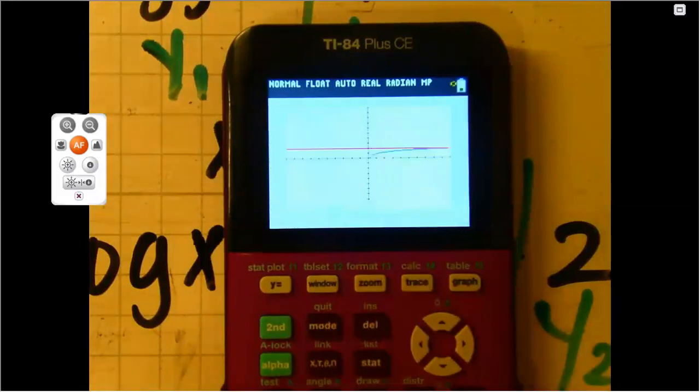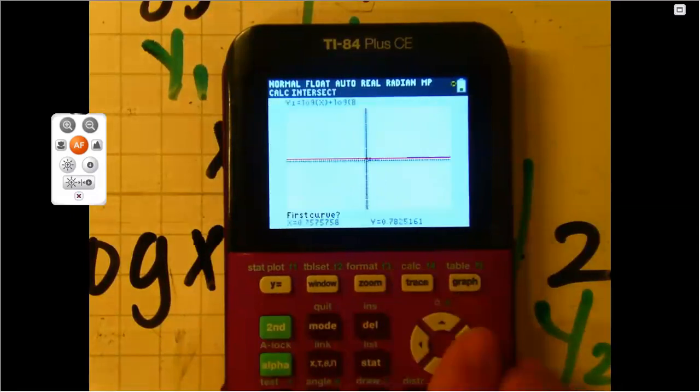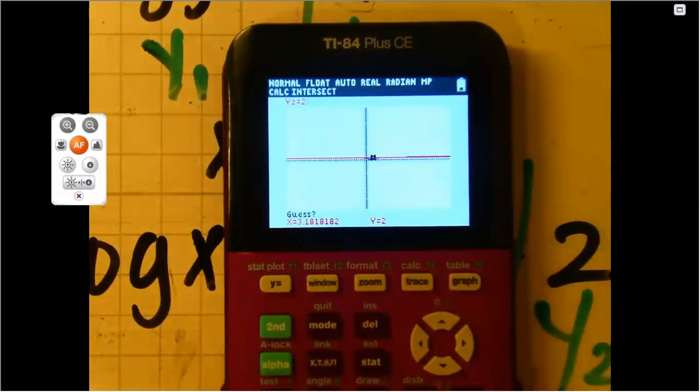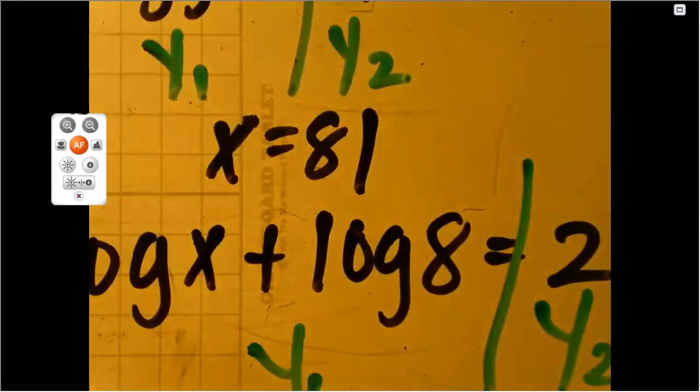So I'm going to zoom out, let it load, and we'll try it again. So second trace 5, I'm going to scroll this way a little bit, enter, enter, enter, and we get x equals 12.5.